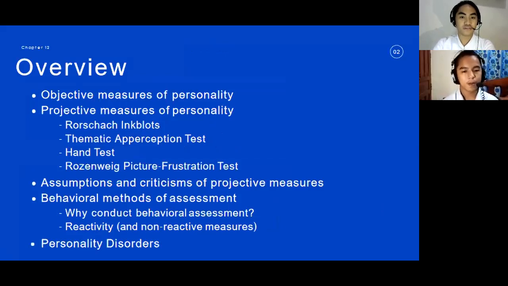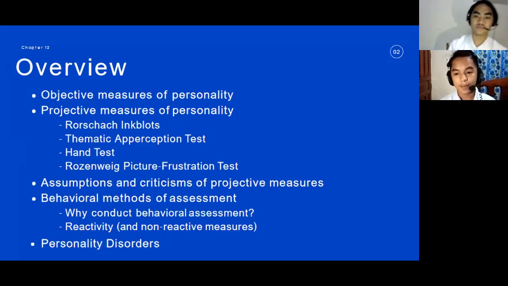First, we're going to cover the objective measures of personality as well as projective measures of personality, things like the Rorschach ink blot test. There is actually quite a wide range of tests you can use, and some are still widely used today, such as the TAT or Thematic Apperception Test, hand tests, as well as the Rosenzweig Picture Frustration Test. We're also going to cover the assumptions and criticisms of projective measures.